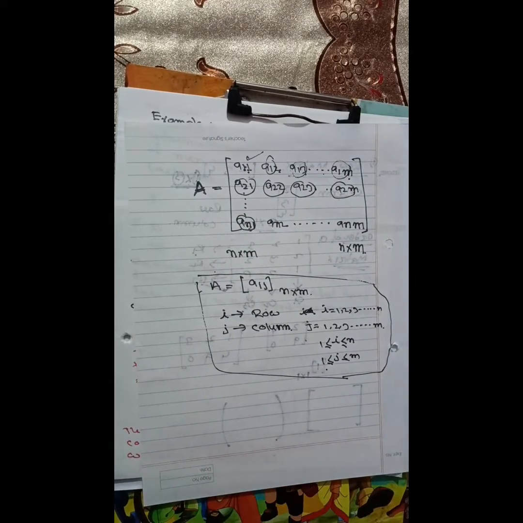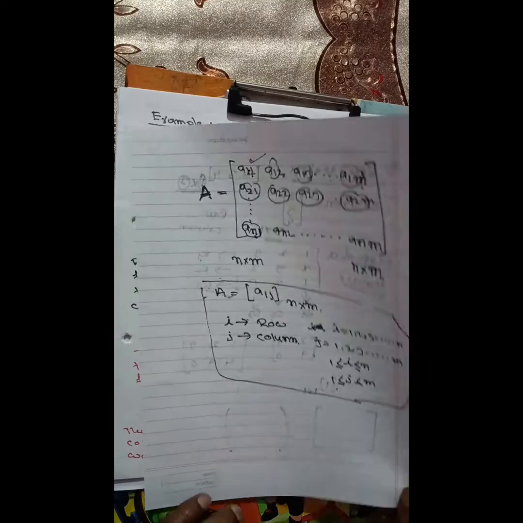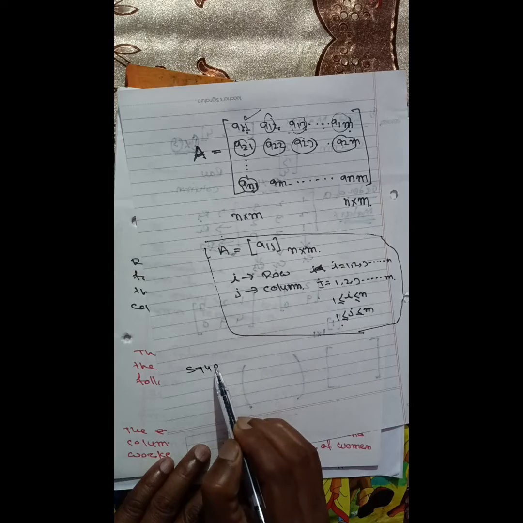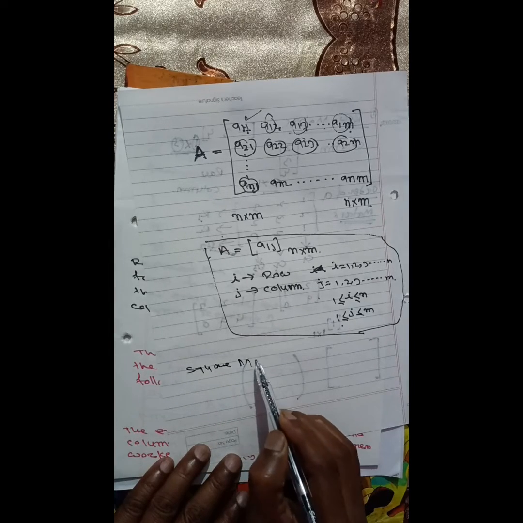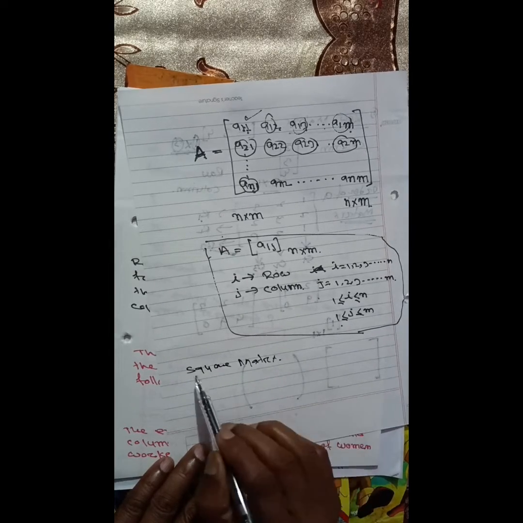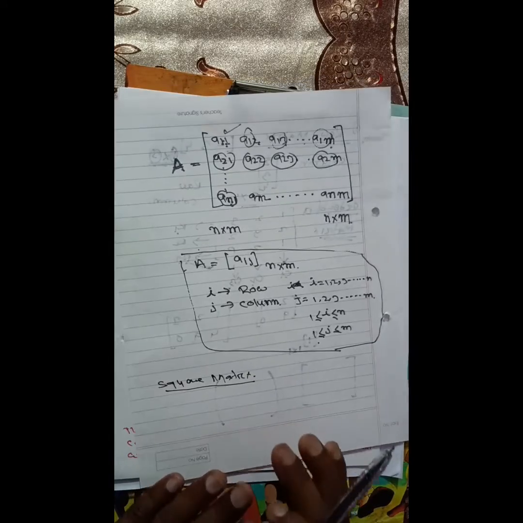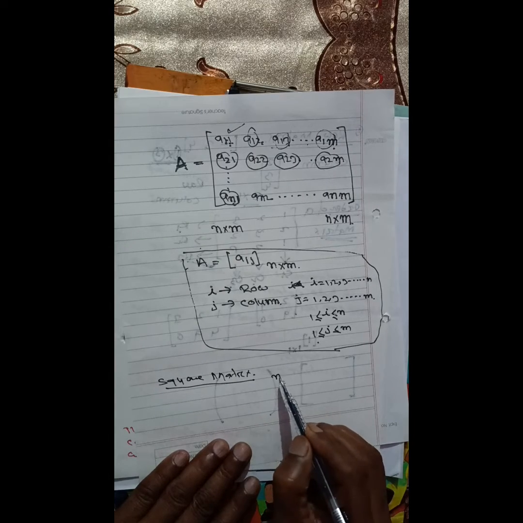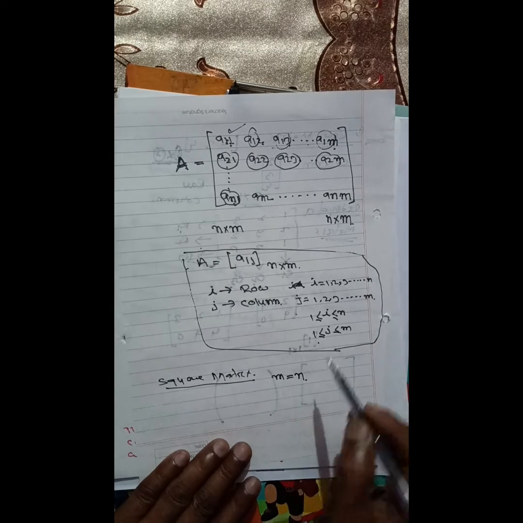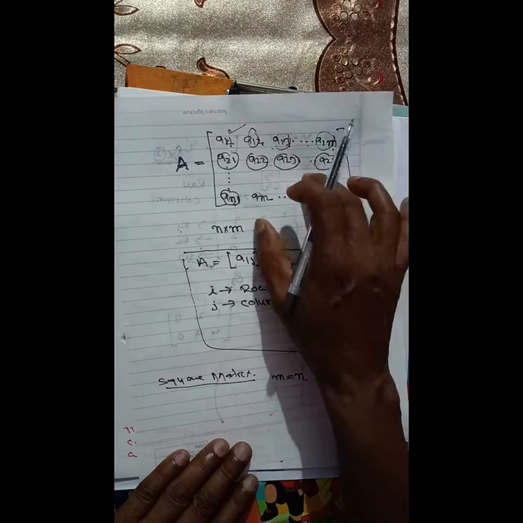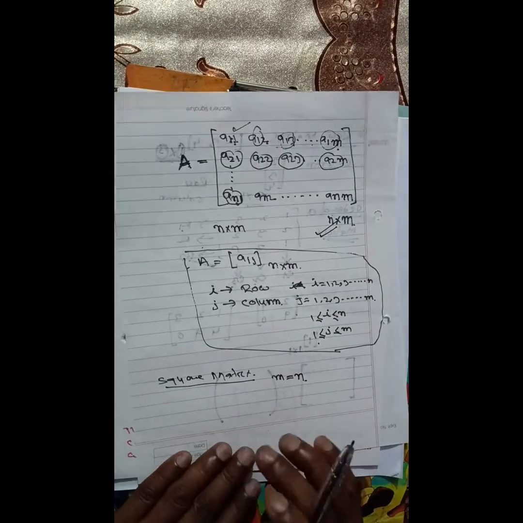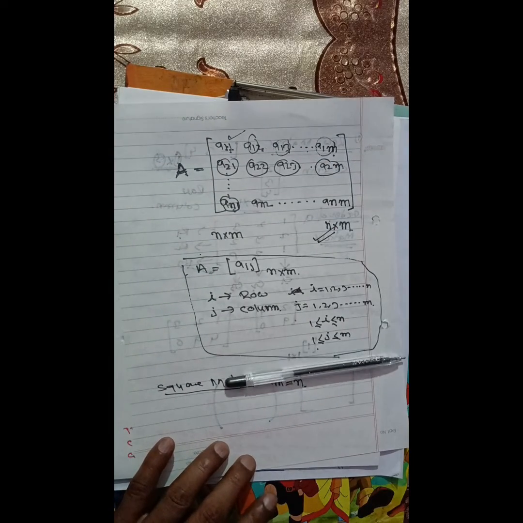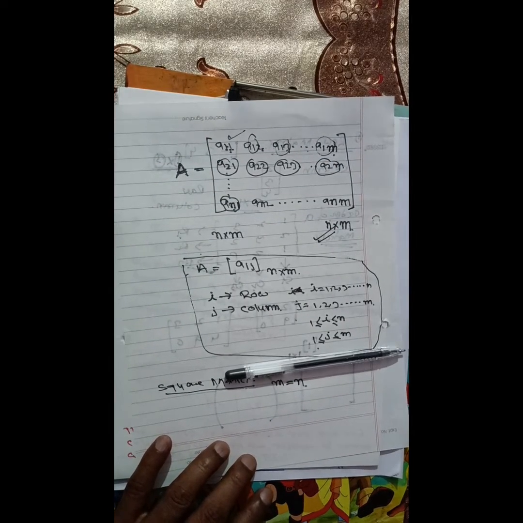After this, we are going to discuss the square matrix. What is a square matrix? The matrix which has the number of rows equal to the number of columns. That is, if m is equal to n, then this matrix is known as a square matrix. Already we have discussed row matrix, column matrix, and square matrix.